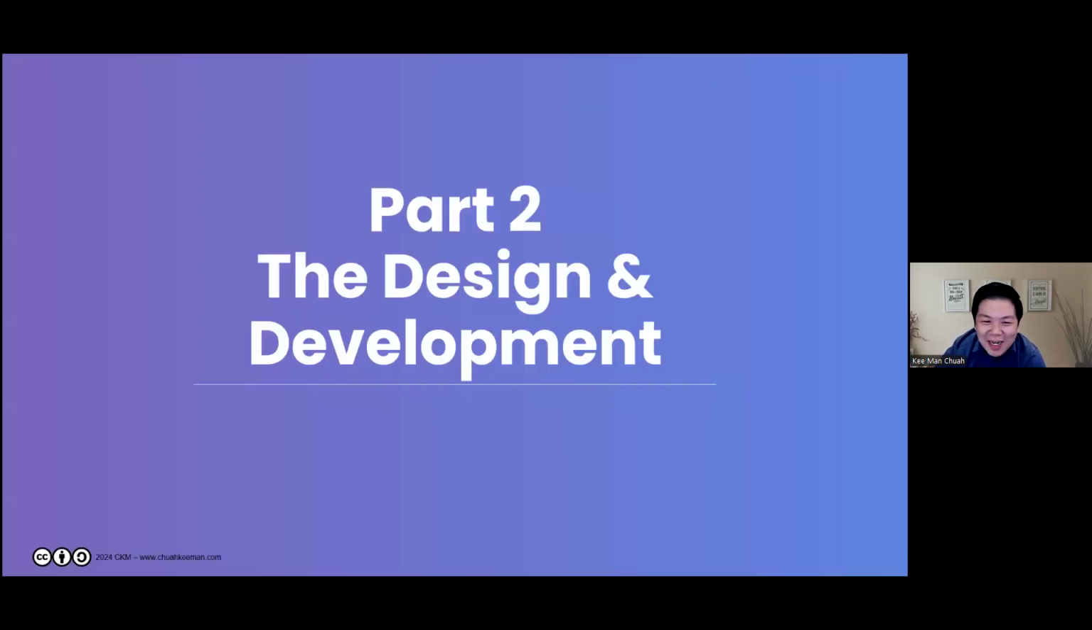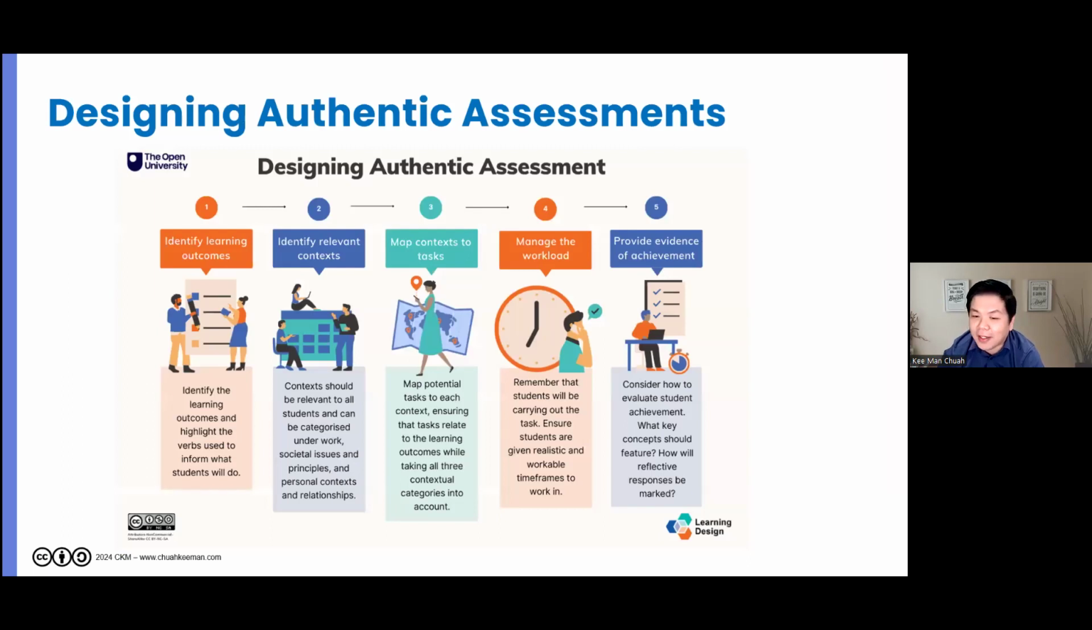Okay, let's go on to part two, the design and development. This is the part that I think we can work together. I mean, in my own experience, when we design assessment, try not to design alone. Try to get ideas from everyone, especially if you have a team teaching the same course. It's good to look at what other people are doing, and then you get some ideas, or even better, you talk to the industry and share with them. Okay, I'm going to ask my students to do this. Do you think it's relevant, or do you think I should tweak certain requirements? You can always do that.